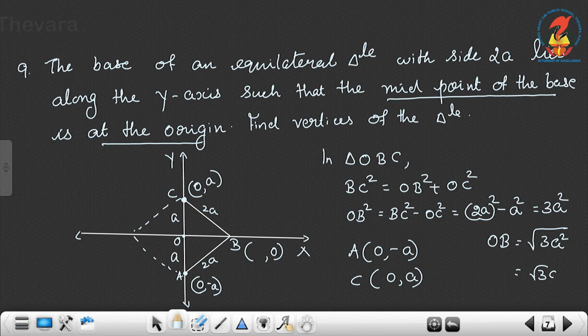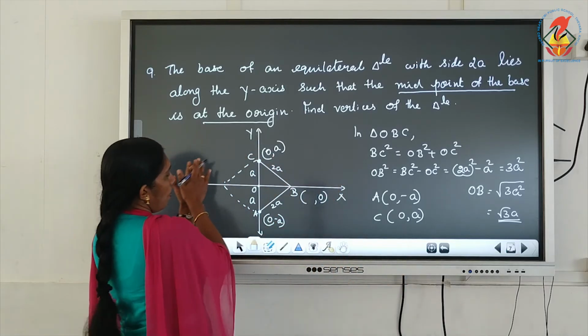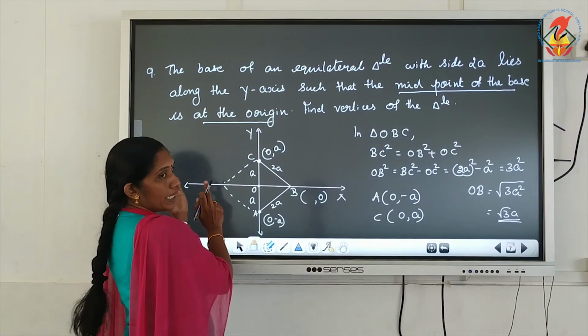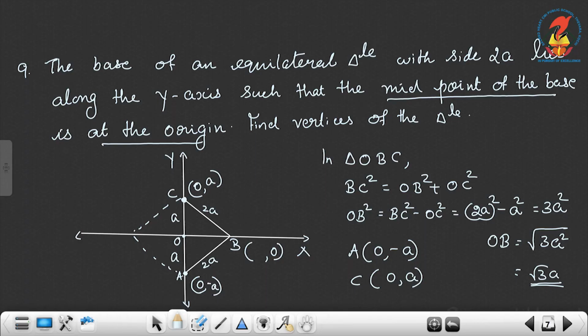So root 3a. And I told you, either this side or this side, so that can be negative also. So here you can write plus or minus. OB square equal to 3a square means OB you can write as plus or minus root 3a.